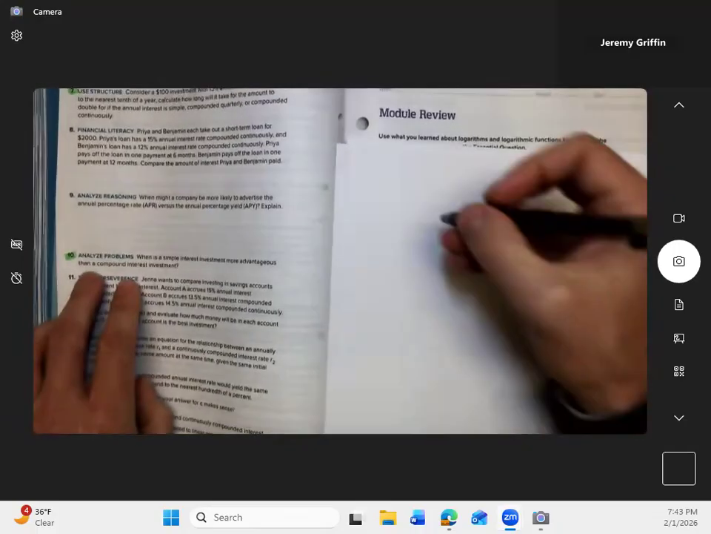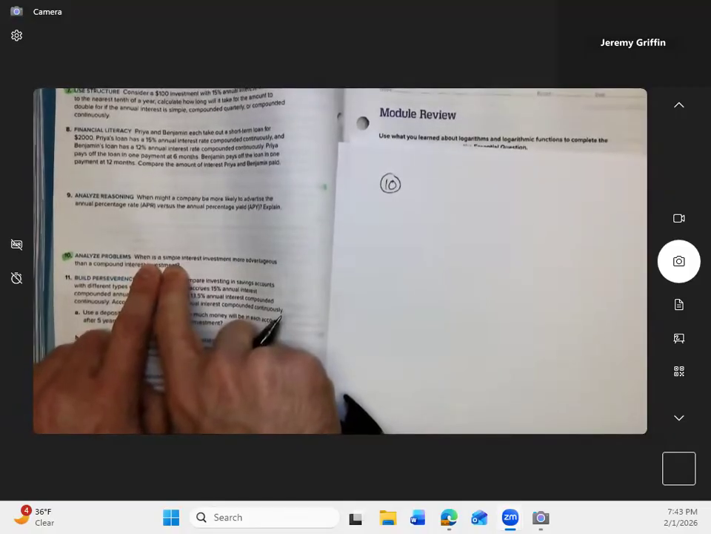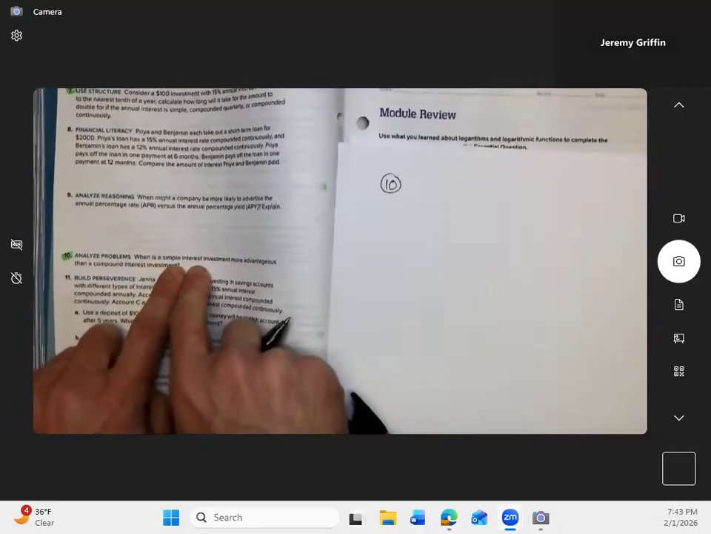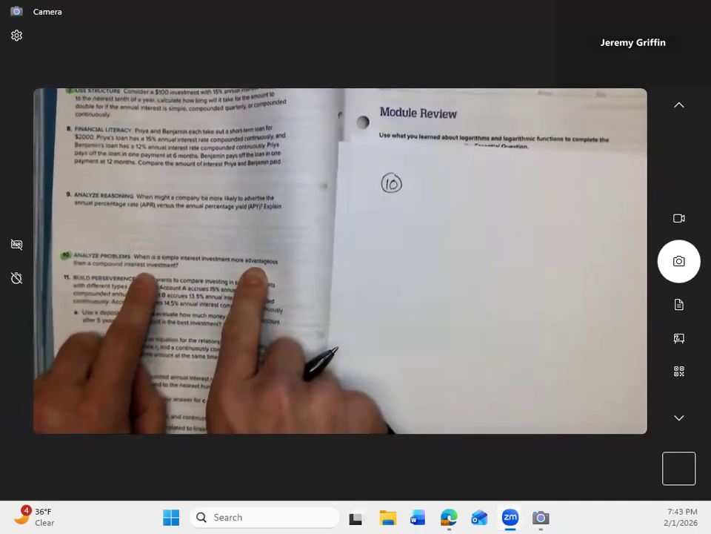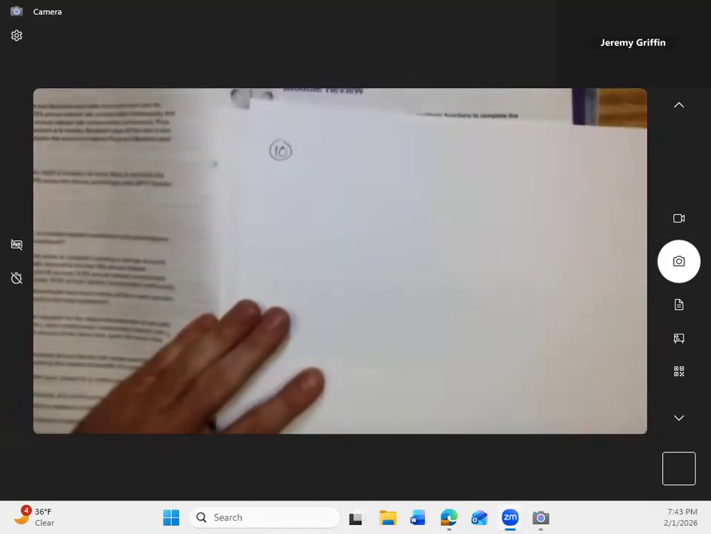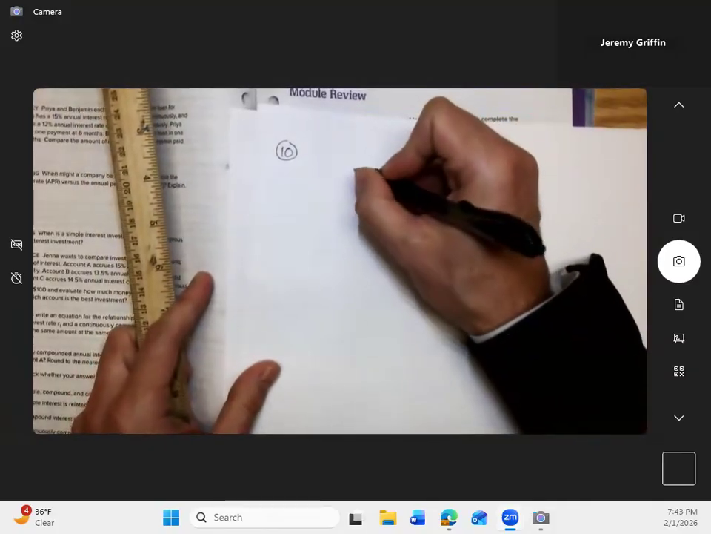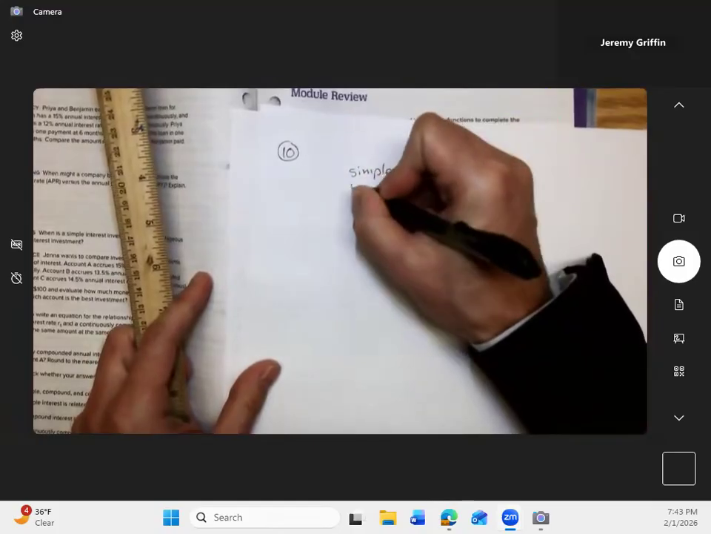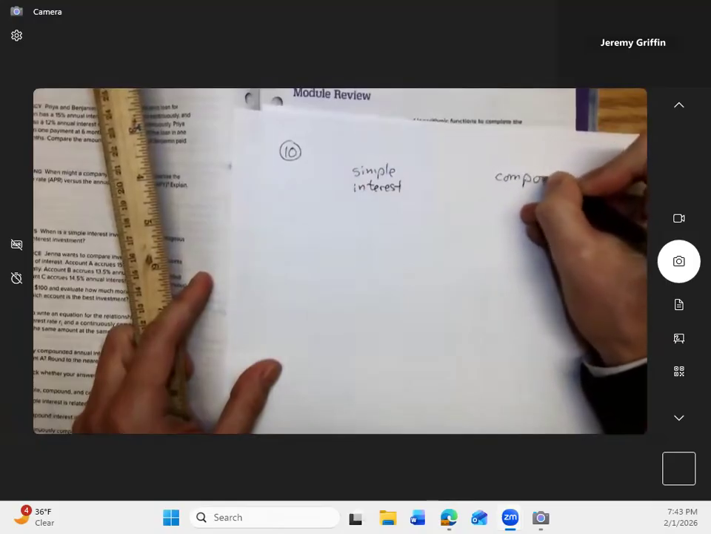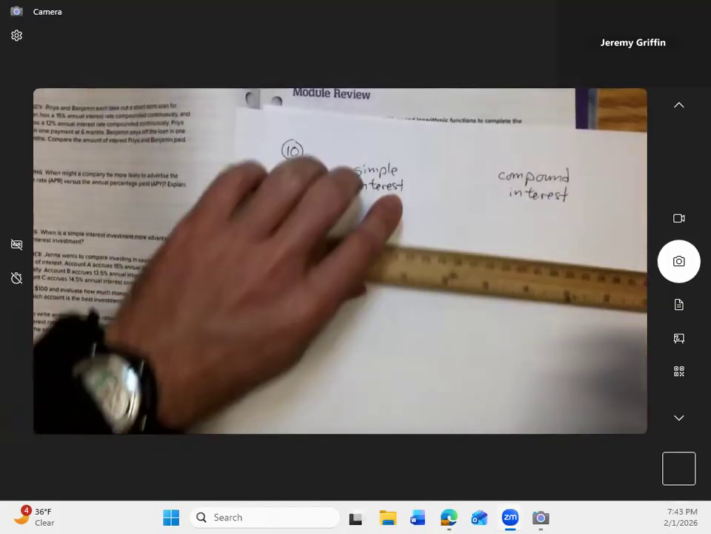Number 10. Analyze problems. When is a simple interest investment more advantageous than a compound interest investment? Okay, so let's call simple interest and compound interest. Okay. Let's see what these would be.